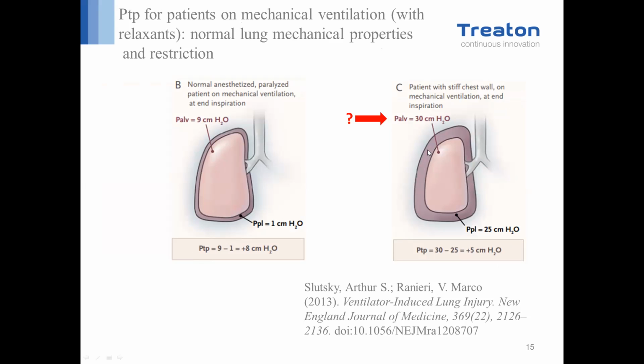Picture C shows the inspiration in a patient who has a very stiff chest wall. For example, with severe obesity, massive ascites, pregnancy. Although the alveolar pressure is very high, 30 centimeters of water, transpulmonary pressure is normal, plus 5, because intrapleural pressure is also high, 25 centimeters of water.